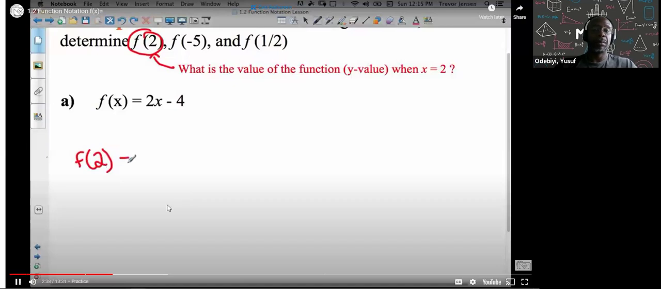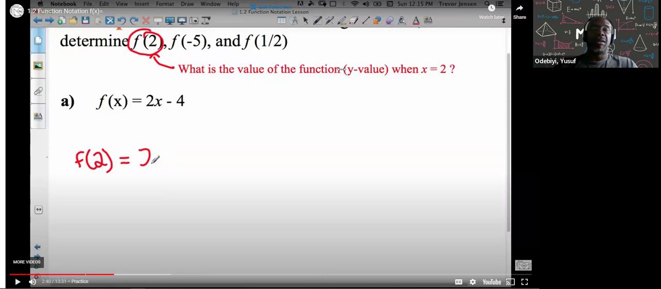F at 2 is equal to what? Well, what is the value? Anyone know? You guys have been listening to me talk. What's the value of this f of 2? Who knows? 0? Yeah, it's 0. If my x is 2, 2 times 2 is 4, minus 4, yeah, 0. Thank you, Anthony.